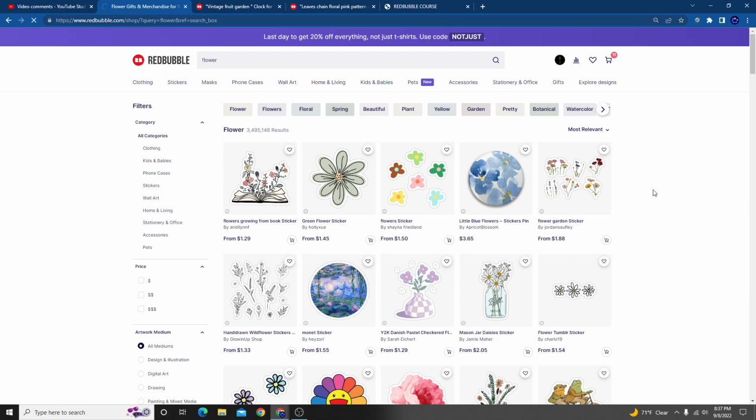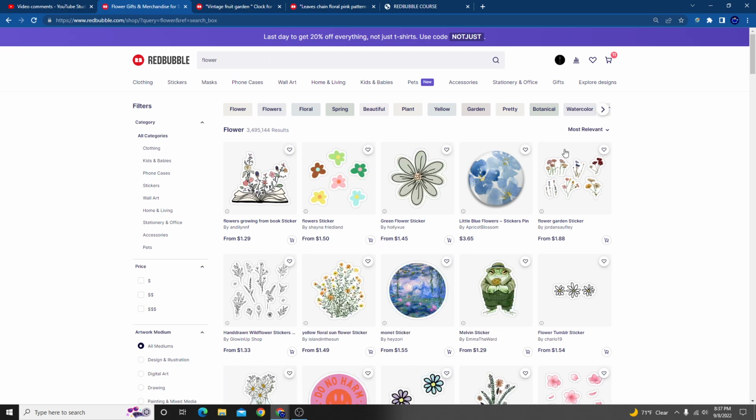I'll hit refresh, right? Very low chance that it will change every time. Now, you've got to remember, when it's a niche like this with 3.495 million results, that means this niche is extremely high demand. So it's changing on a second-by-second basis, right? Sales are coming through left and right.